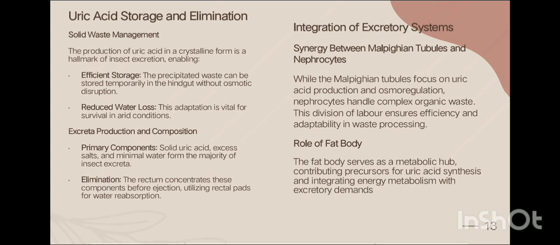In the integration of the excretory system, there is a synergy between the Malpighian tubules and nephrocytes. The Malpighian tubules focus on uric acid production and osmoregulation, while nephrocytes handle other complex organic waste. This division of labor ensures efficiency and adaptability in insects. And the role of fat body: the fat body serves as a metabolic hub. It contributes precursors for uric acid synthesis and integrates energy metabolism based on excretory demand. So that is how the fat body works. These can also be written as small points in the essays.